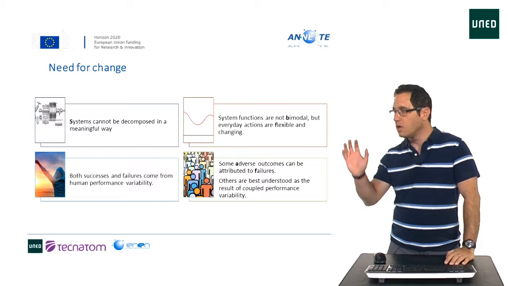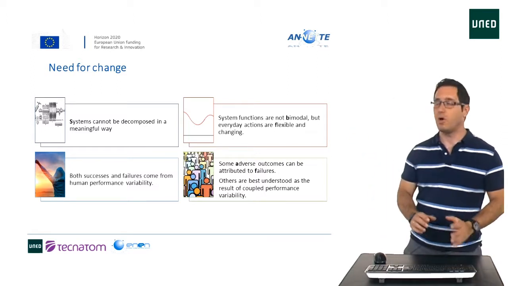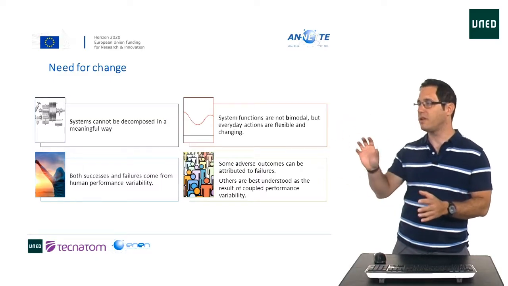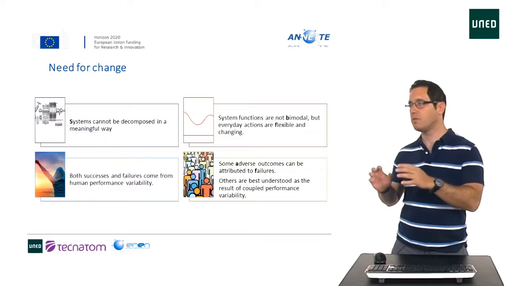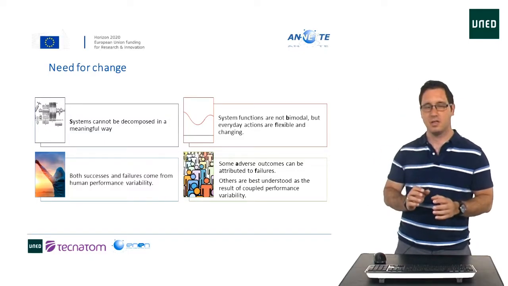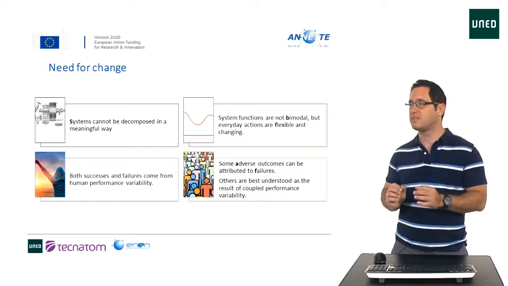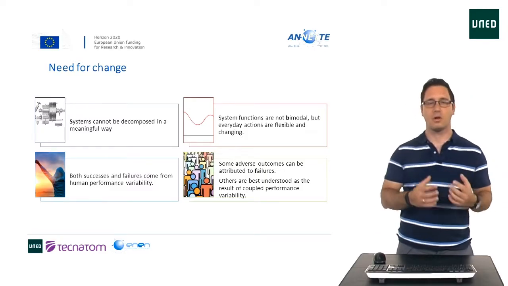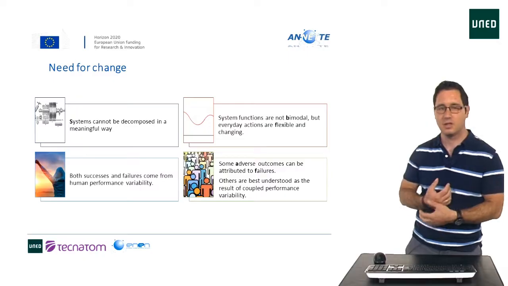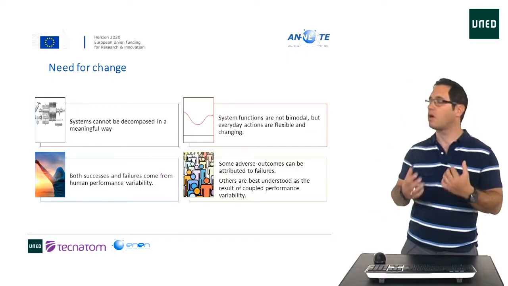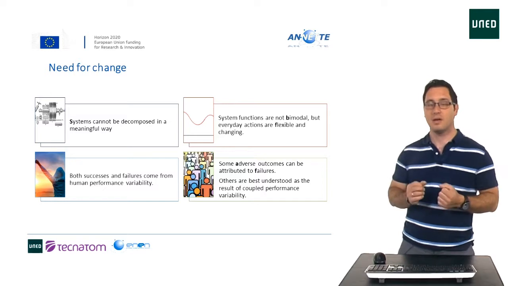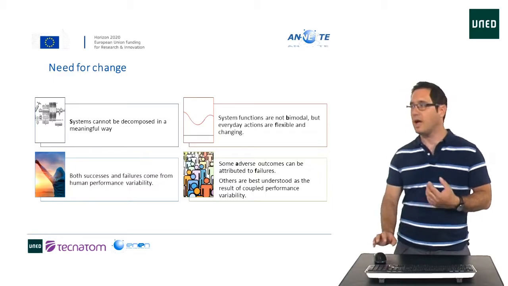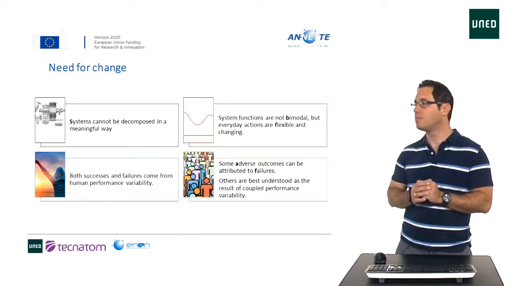Also, system functions are not bimodal. As we have said before, Safety One is based on success and failures. Both of them come from human performance variability, which sometimes is the key to have one or the other. So, as we have said, outcomes emerge from human performance variability. While some adverse outcomes can be attributed to failures and malfunctions, others are best understood as human variability.